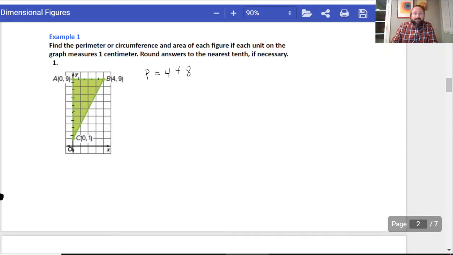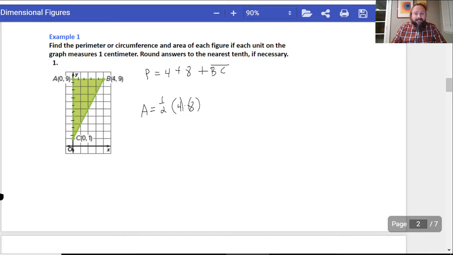4 plus 8. Now this is where we get into the tough part. We have to figure out what is BC. Well, we'll get to that in just a second. So the area would equal 1/2 times 4 times 8.